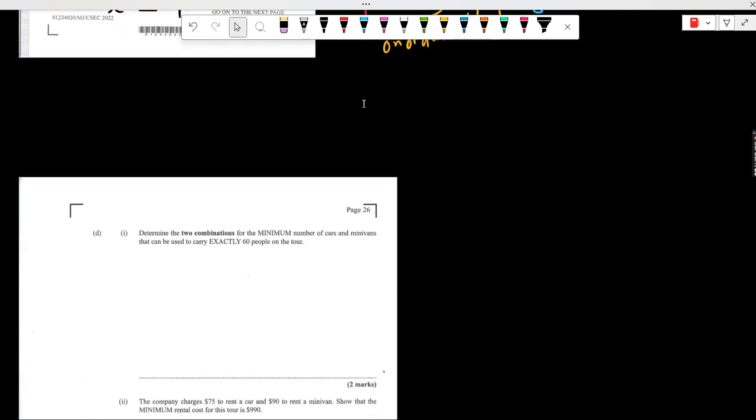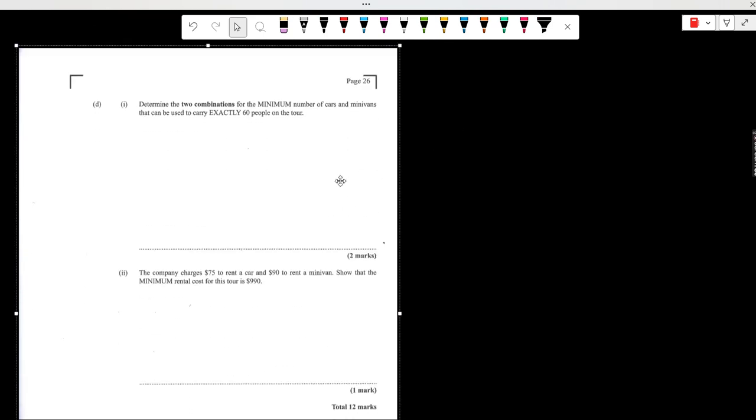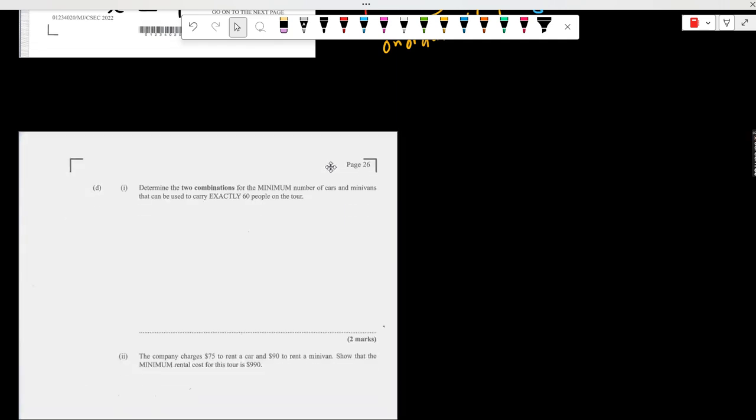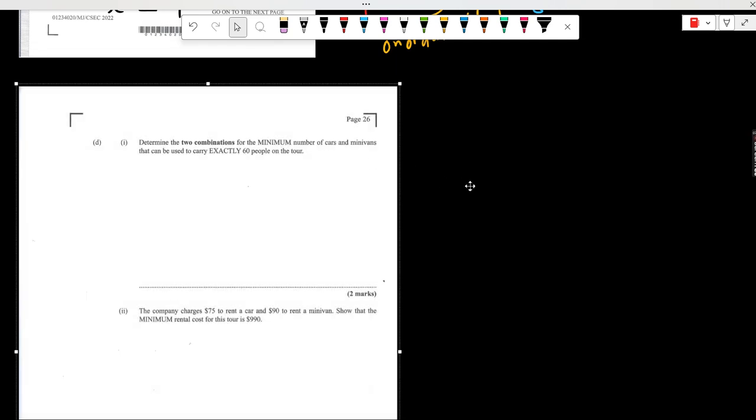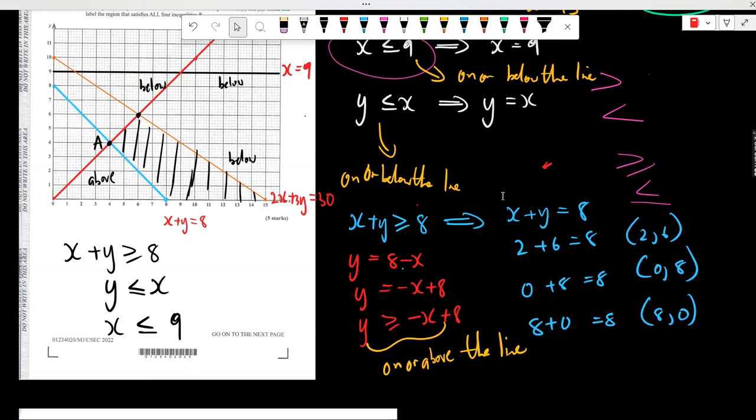All right. So part D. Having identified the region, it says determine the two combinations for the minimum number of cars and vans that can be used to carry exactly 60 people on the tour. So usually to do that, we look at the vertices, the corners of the region.